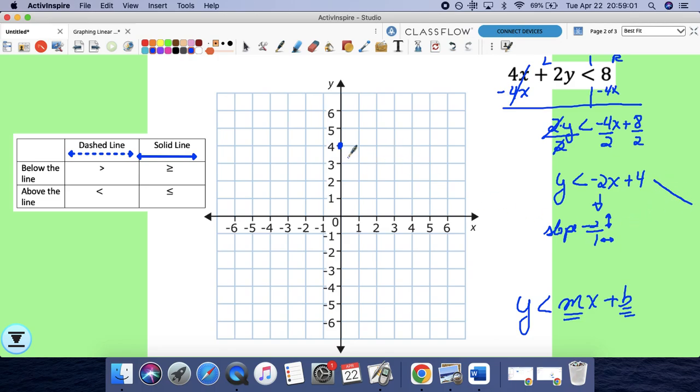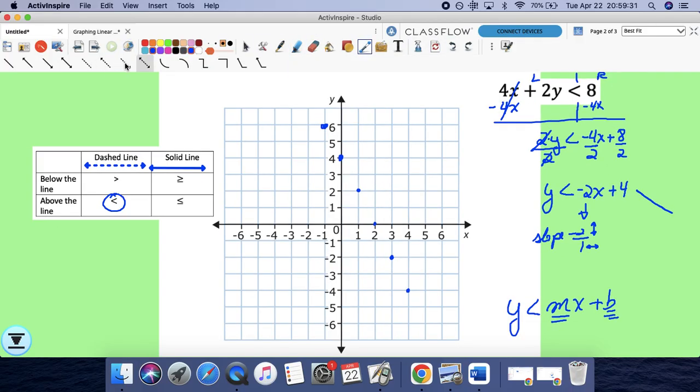That's what my line looks like. Up and down, I'm going to count 2. So let's go up 2 and then left 1. And if I go down, I'm going to go down 2 and right 1, down 2, right 1. You don't need as many points, but I'm just putting them there because we can. Now the symbol is a less than sign right here. It doesn't have the equal sign, so we're going to use a dashed line. There it is. Let's connect the points. So that's the line.